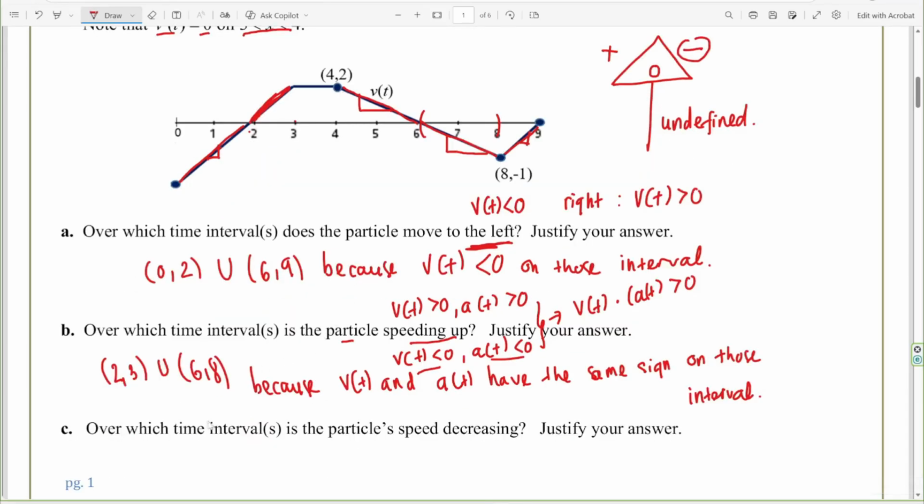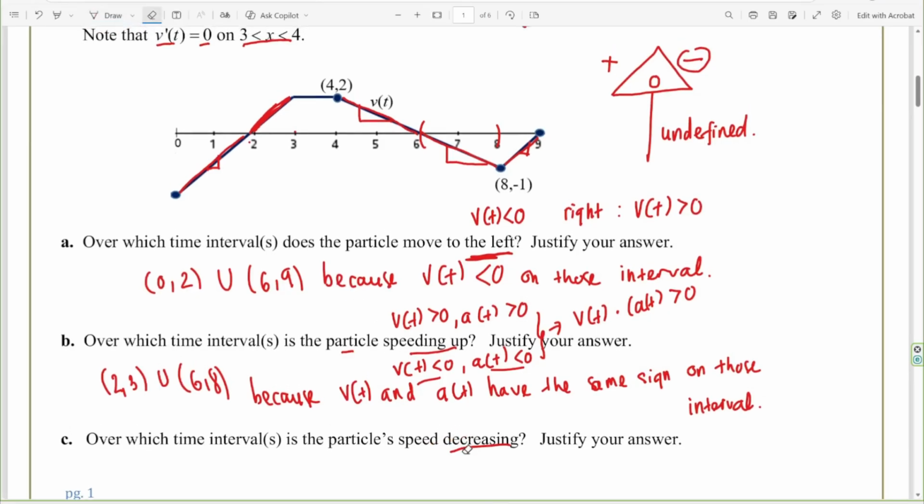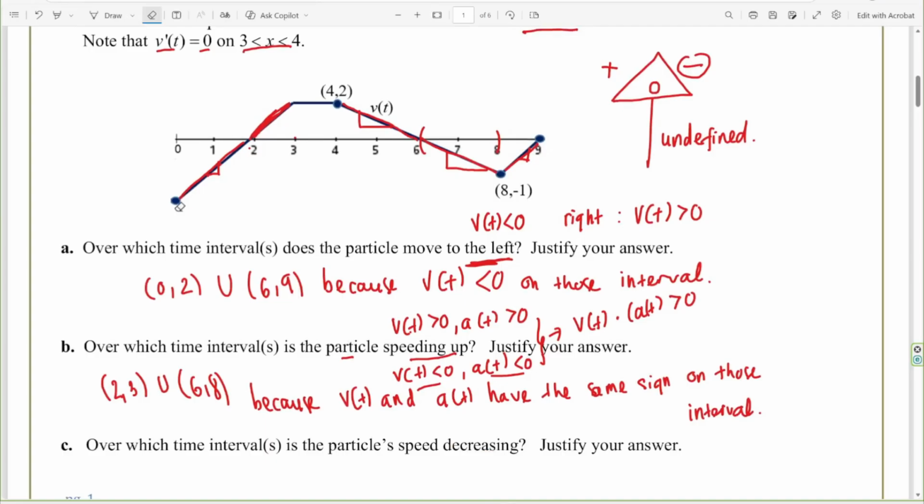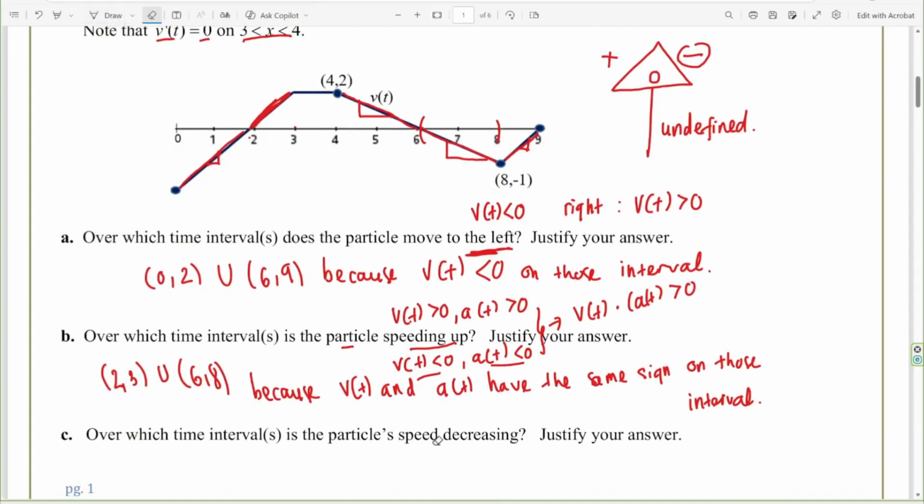Now let's move on to question C. Over which time intervals is the particle's speed decreasing? Now you need to be careful. Speed decreasing is different from velocity decreasing. Okay? Speed is the absolute value of velocity. So be careful. Speed decreasing is the same thing as slowing down, right? It means velocity and acceleration have the opposite sign.